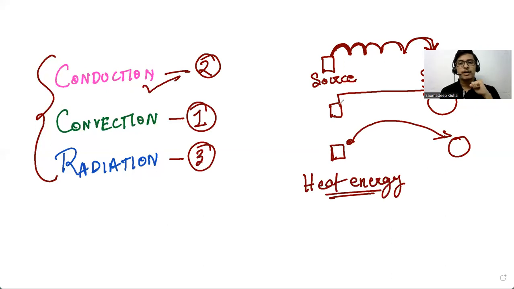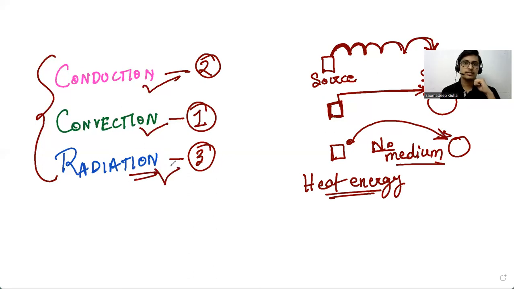The process by which the molecule itself moves from its place and transfers the heat is known as convection. And the process in which no medium is required, no medium is required, my dear students, from the source, it directly reaches the sink. This process is known as radiation. Is it clear? I hope this process is clear now.